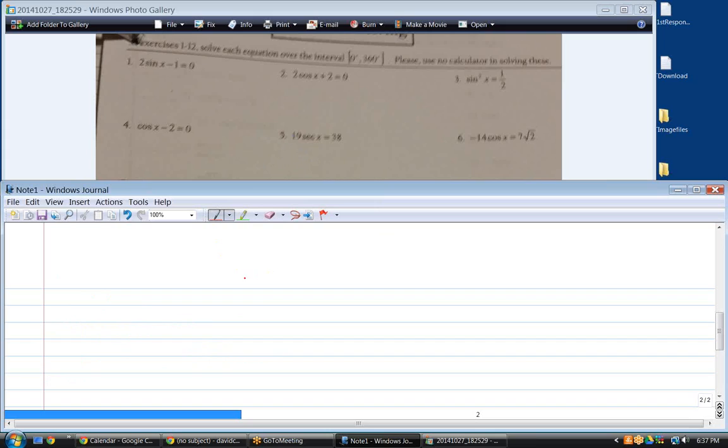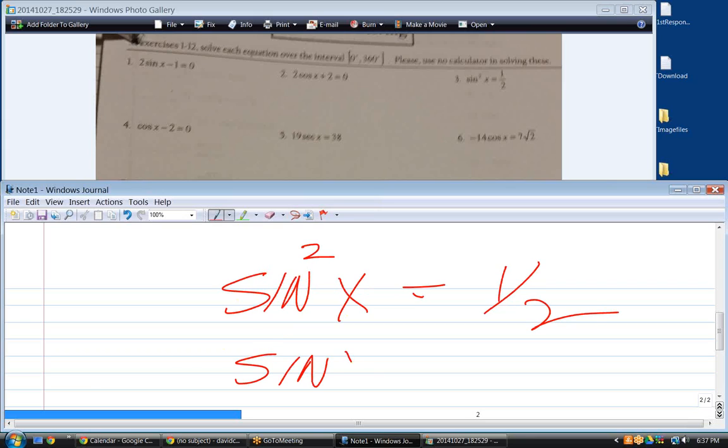All right. What's that? Sine squared of x equals 1/2. And notice this is not the same as this. Sine squared of x means sine x times sine of x. Sine of x squared means sine of x times x. So they're completely different. And it's worth knowing that.